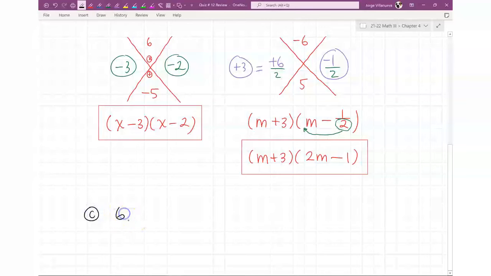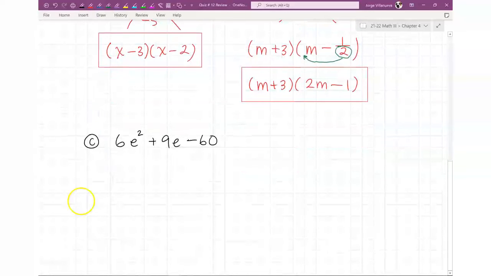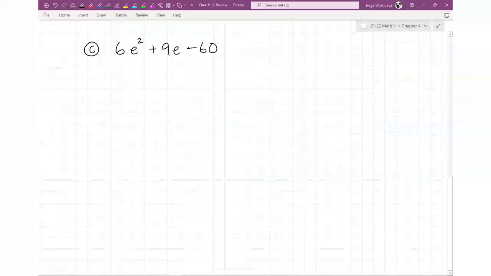So 6, I guess we can do e. 6e squared plus 9e minus 60. We would say this would be a difficult problem. The reason why we call this difficult is because of what? Why would they say this is harder? Well, the 60, it's a huge number, right? So it would be nice if I can make that number smaller. How can I make that number smaller?